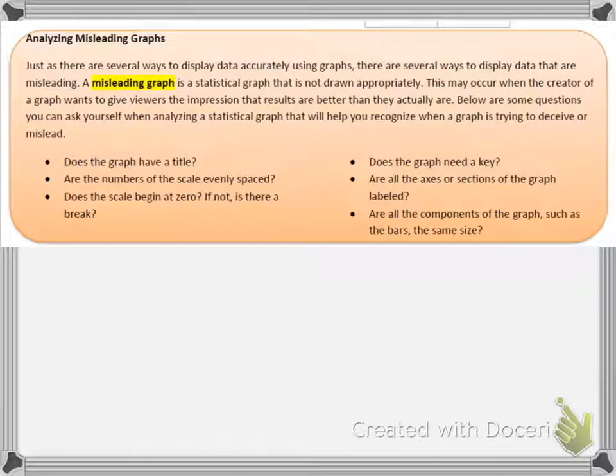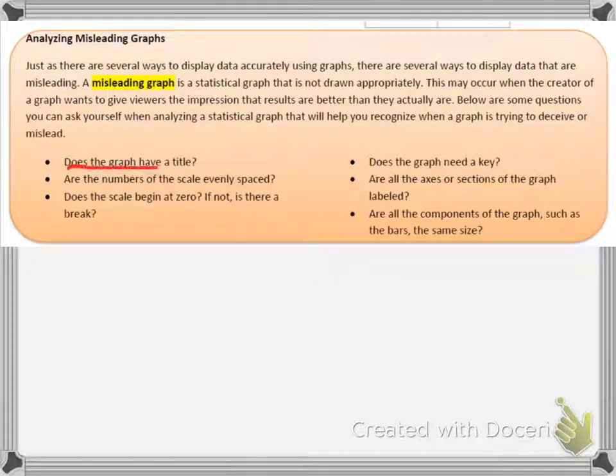Okay, next, misleading graphs. People use statistics all the time to lie and to give false impressions. So here are some of the ways that they do it. Sometimes they do it by accident, sometimes more on purpose. A misleading graph is a statistical graph that is not drawn appropriately. This may occur when the creator of a graph wants to give viewers an impression that results are better than they actually are. Below are some questions you should be asking yourself when analyzing a statistical graph that will help you recognize when a graph is trying to deceive or mislead.